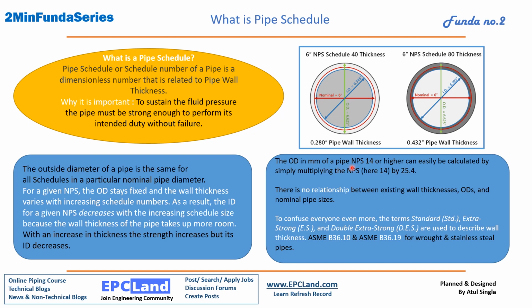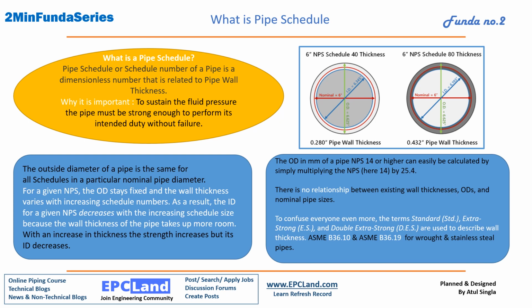The OD of pipe with NPS 14 or higher can easily be calculated by multiplying the NPS by 25.4. After 14 inch it will become a little bit uniform. There is no relationship between existing wall thickness, ODs and nominal pipe sizes.